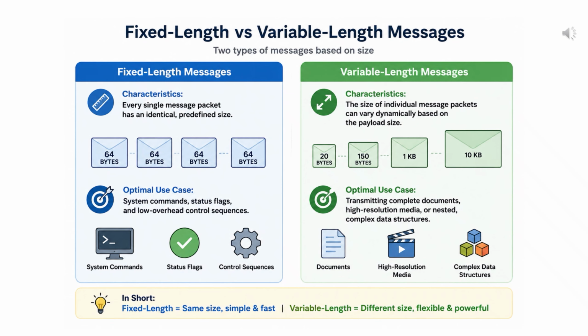The second type is variable-length messages. In this case, each message can have a different size depending on the amount of data being sent. This flexibility makes variable-length messages ideal for documents, images, videos, and other large or complex data. In simple words, fixed-length messages focus on speed and simplicity, while variable-length messages focus on flexibility.